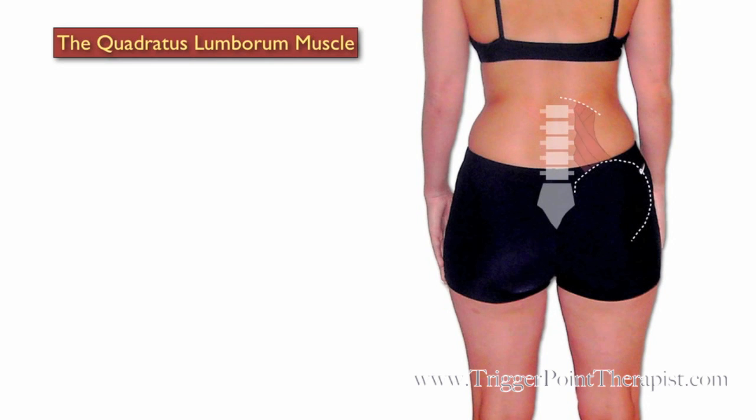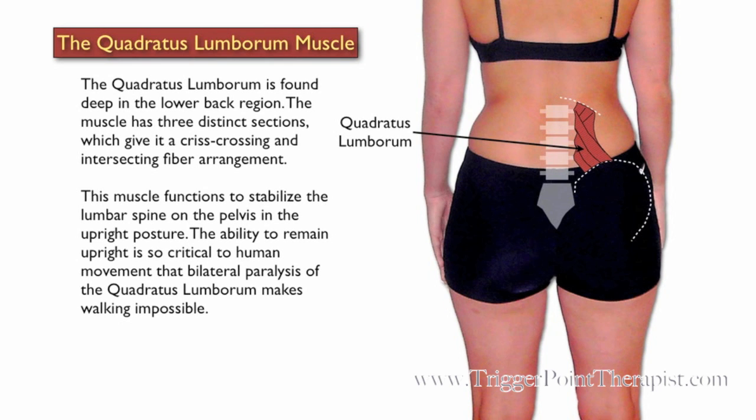Quadratus lumborum muscle. The quadratus lumborum, also known as the QL, is found deep in the lower back region. This muscle has three distinct sections, which give it a crisscrossing and intersecting fiber arrangement. This muscle functions to stabilize the lumbar spine on the pelvis in the upright posture.